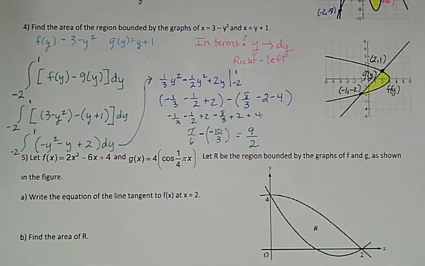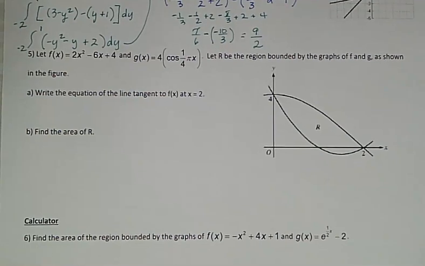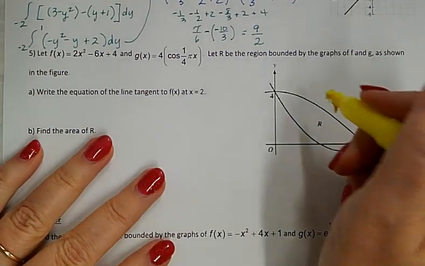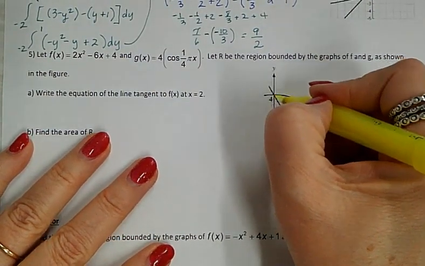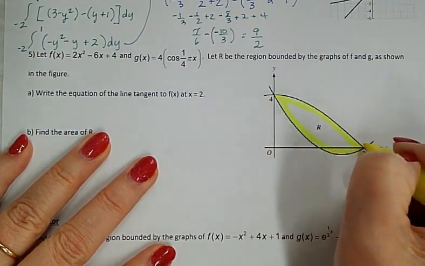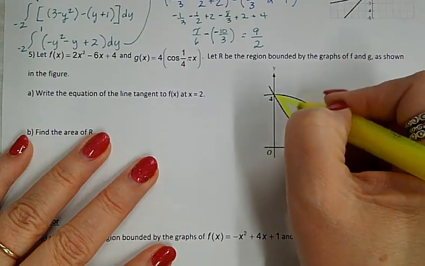All right, let's look at 5, and then we're going to switch gears and do a couple little calculator things, and then we will be finished, guys. So first off, I'm going to come over here to my graph, and I know that the region bounded between the two curves is this part right here. That's region R.